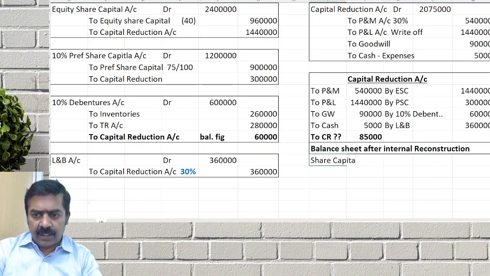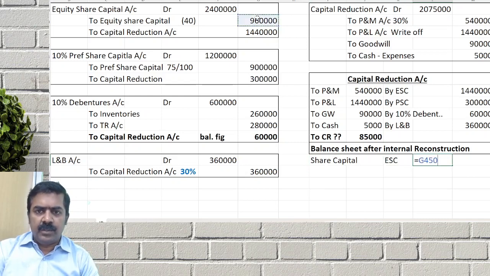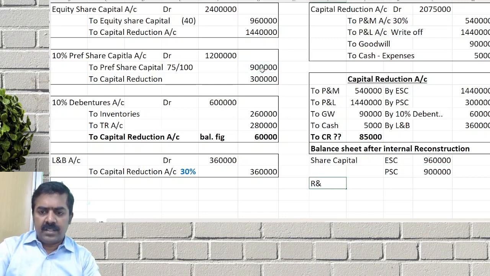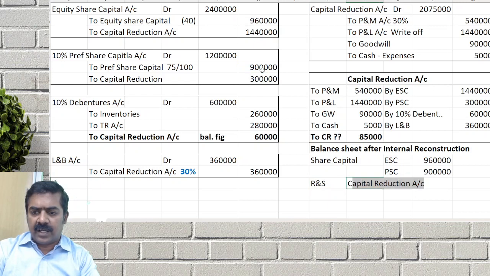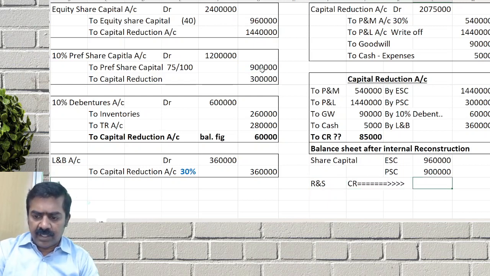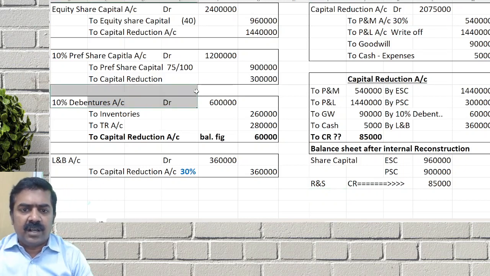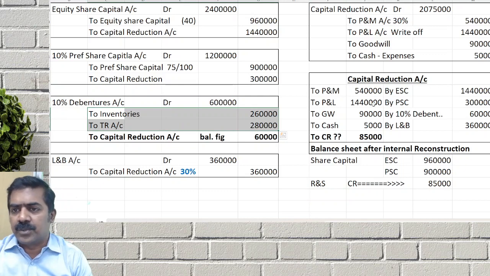So, share capital. What will be the share capital? How much is the equity share capital? The new equity share capital 9,60,000. Preference share capital, new preference share capital 9 lakhs. Reserves and surplus, that capital reserve will come. What is the capital reserve we created? 85,000. This balancing figure will come. Then debentures closed, I think. All debentures, inventory and trade receivable, that is closed.